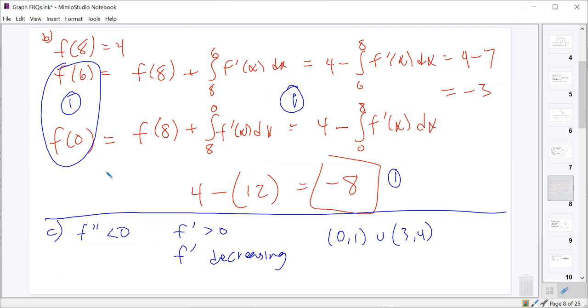And they gave you 2 points for that one. 1 for the answer itself, 1 for the explanation, which is this. Any questions there on part C?